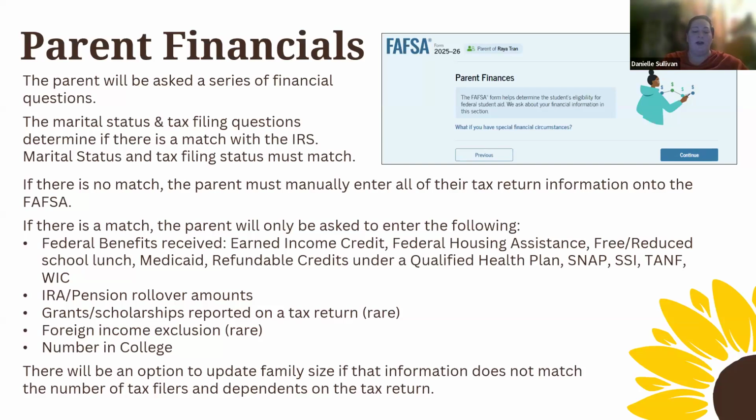This is going to be rare: if a parent themselves is in school and they have grants and scholarships that they reported on their tax return, they'll report them. But again, it's rare. I don't think I've ever seen that on a parent. If they have a foreign income exclusion on the tax return, that's also going to be rare, and they'll also report number in college. There also will be an option to update their family size if that information doesn't match the number of tax filers on the tax return. We'll talk a little bit more about that later.